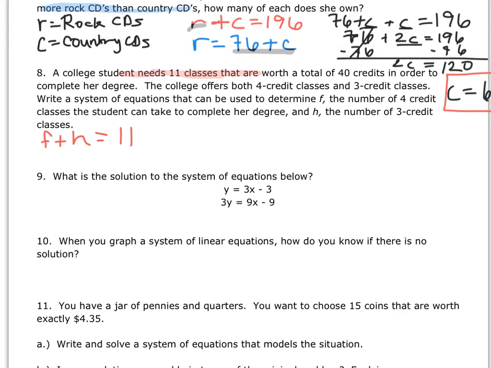All right. Then if I say 4 times F, that will tell me the total number of credits she got from the 4-hour classes. Plus 3 times H is the total number of credits she got from the 3-hour classes, equals what? 40.